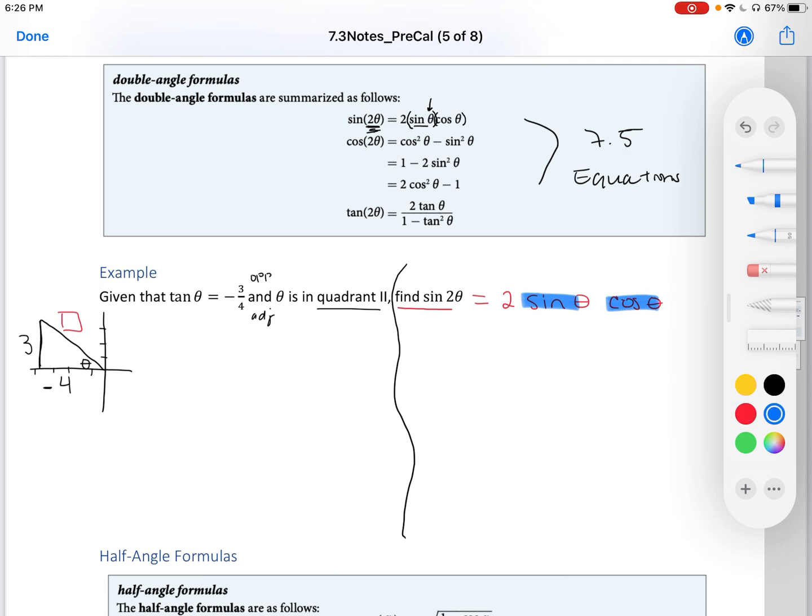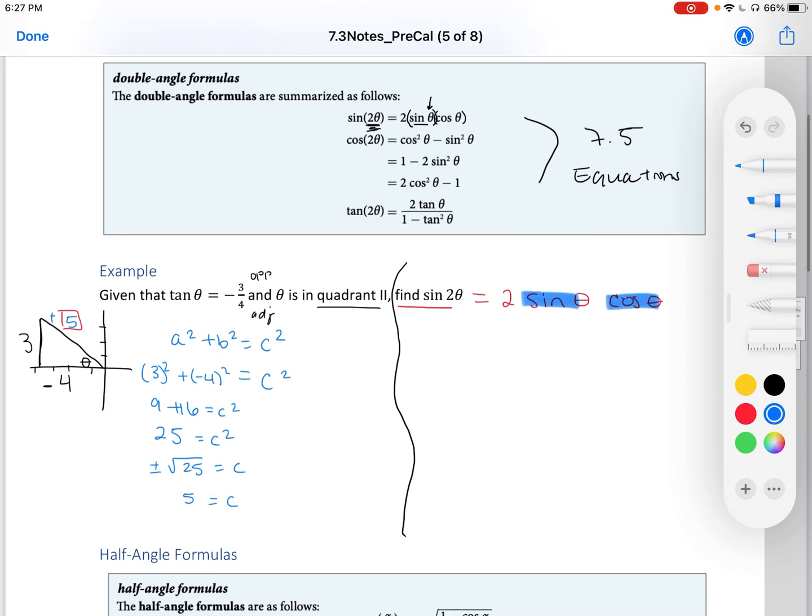To find that, I use my Pythagorean theorem: a squared plus b squared equals c squared. My c squared is the unknown. C squared is always your hypotenuse. So I have 3 squared plus negative 4 squared, 9 plus 16 equals c squared. 9 plus 16 is 25. Take the square root, so you have plus or minus the square root of 25 equals c. Now, do we want plus or minus? The hypotenuse is always positive, so I want positive. The square root of 25 is 5. So the value that I needed to find was 5.